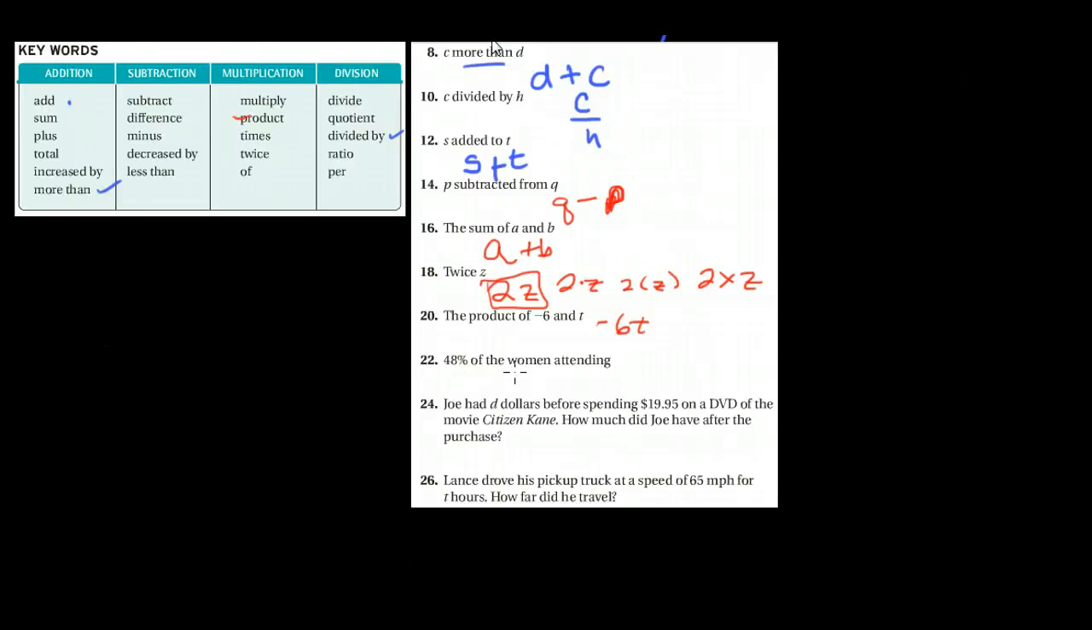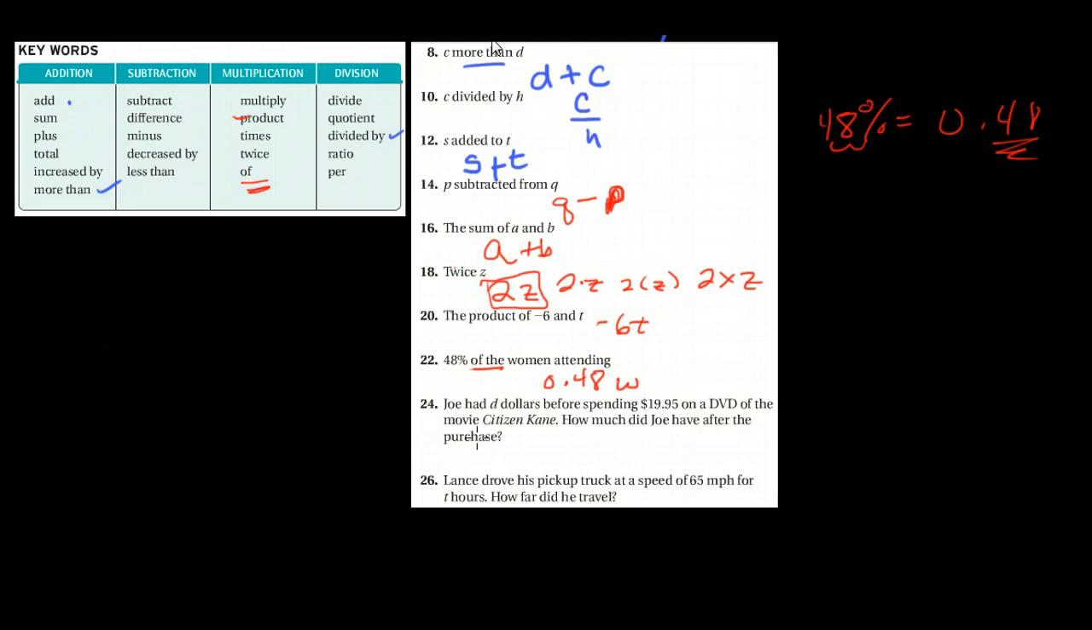48% of the women attending. Of is an interesting word. Of means multiplication. Now normally we would take a percent and we would have to understand that as its decimal equivalent. 48% as a decimal is 0.48. I have to move that decimal over 2 places. So 48% would be 0.48 of the women attending, and we'll use W for the women attending, so it's 0.48W.